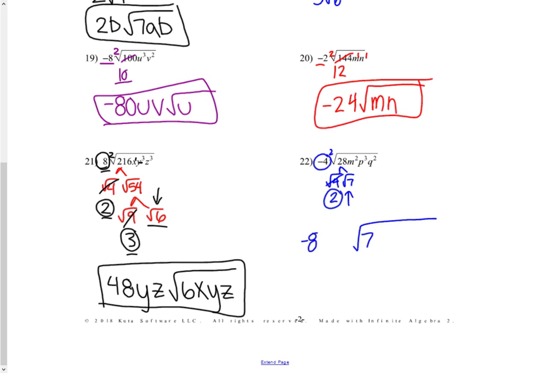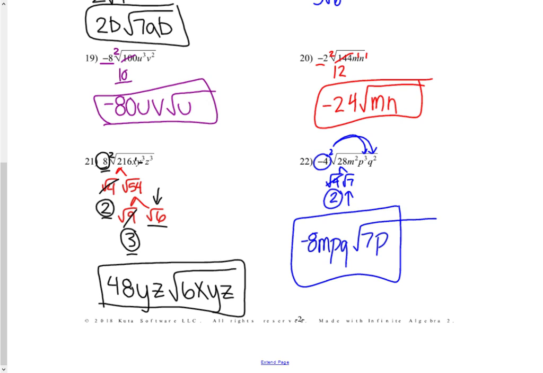Square root of m squared, 2 goes into 2 1 time, so I can bring m on the outside. I have no leftovers, so we don't have any m underneath my square root. 2 goes into 3 1 time, so I have 1p on the outside, but I have 1p left over, so it will stay on the inside. 2 goes into 2 with my q 1 time, so I can bring 1q out. There are no leftovers, so that is my final answer.